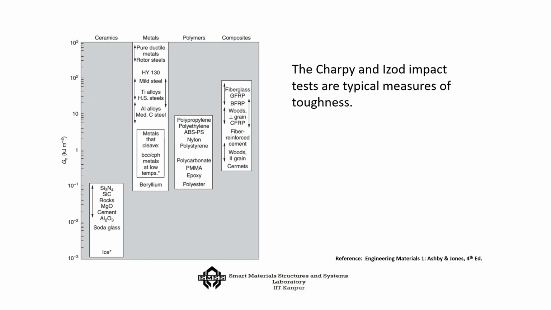So, this is some of the Charpy and Izod impact test and the typical measure of toughness, and you can see that metals are invariably at the top in terms of toughness. Next to that, some composites come up, and then the worst are possibly the ceramics.